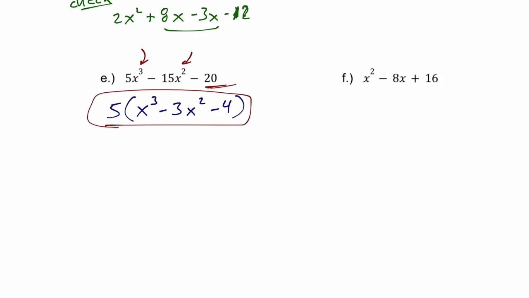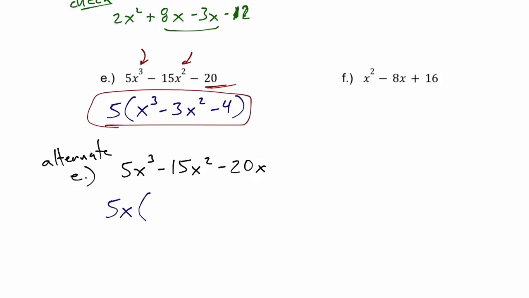But I want to share a second possibility. So this is an alternate problem E. Let's imagine that we had an x with that last term. As it was presented to us, initially there wasn't an x. But imagine if this was a 20x instead of just a 20. Well, in that case, we could factor out a 5x, and it would leave behind x squared minus 3x minus 4.